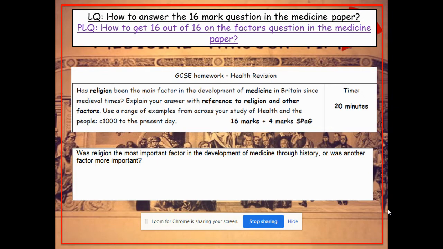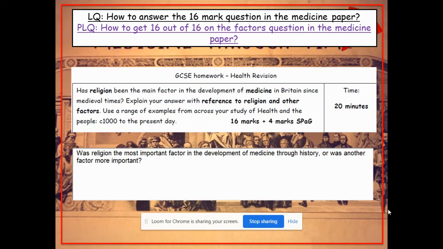So, the question, as on your sheets, is: has religion been the main factor in the development of medicine in Britain since medieval times? Explain your answer with reference to religion and other factors. Use a range of examples from across your study of health and the people, from c. 1000, which means the year 1000 AD, to the present day. So we're looking at the last 1,000 years of history. We're looking at a range of examples from across those periods.